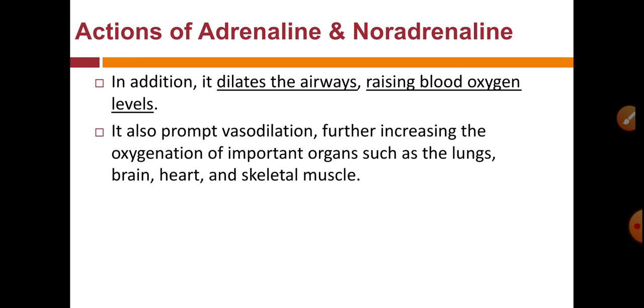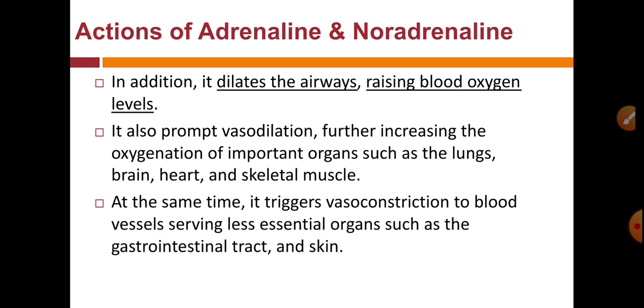So adrenaline and noradrenaline cause prompt vasodilation of blood vessels which are supplying the main important organs such as lungs, brain, heart and skeletal muscle. While at the same time, they cause vasoconstriction of blood vessels which are supplying less essential organs such as GIT and skin.